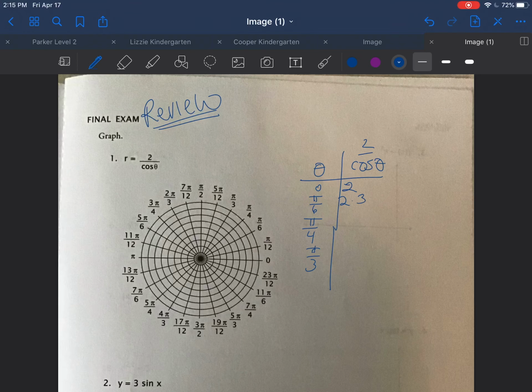Again, you can type these in your calculator. You would need to be in radian mode if you're going to type in radian values. If you want to type in degree values, that's fine. Pi over 4, we get 2.8. Pi over 3, we get 4.